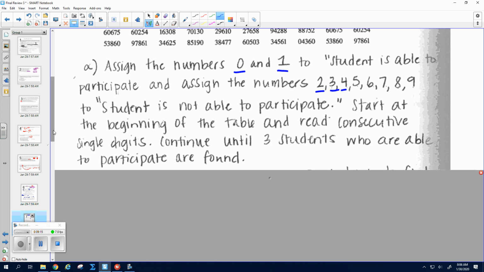All right. So then you want to say where you're starting. So I'm starting at the beginning of the table, read consecutive single digits. We're not skipping any on this one, the way I did it, because it's a percentage. So continue until 3 students who are able to participate are found.